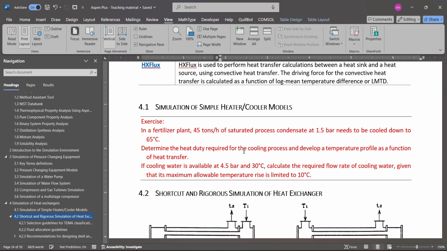And the second is, if the cooling water is available at 4.5 bar and 30 degrees Celsius, then calculate the required flow rate of cooling water, given that its maximum allowable temperature rise is limited to 10 degrees Celsius. So that's the second part of the same question. So let's jump into the Aspen Plus interface and solve this exercise.